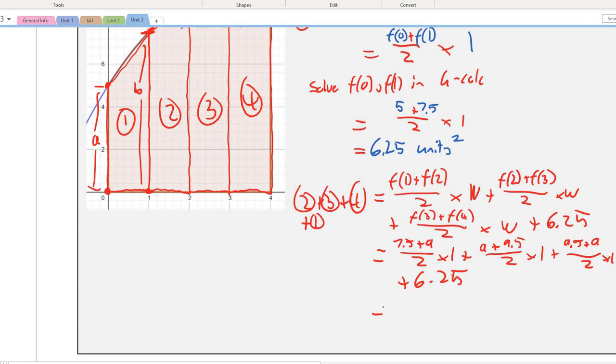So I'm going to really quickly do that in my calculator off to the side here. I won't do it on the screen one just because it'll take a bit longer. 7.5 plus 9 equals, over 2. So 8.25 plus, and then 9.25 plus 9.25 plus 6.25.